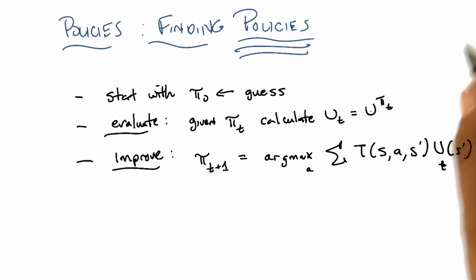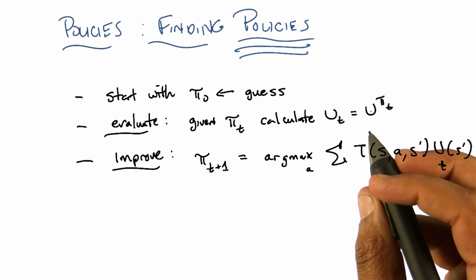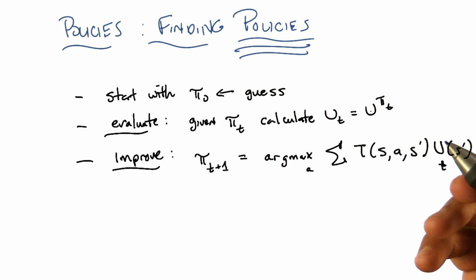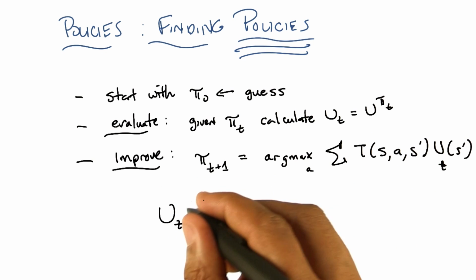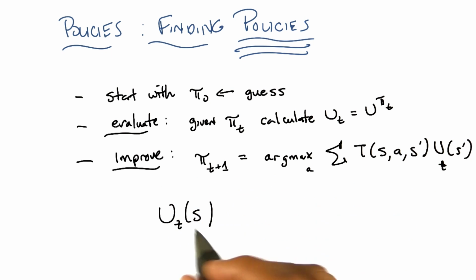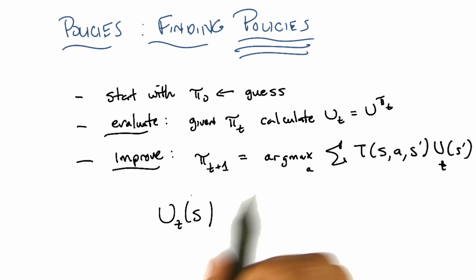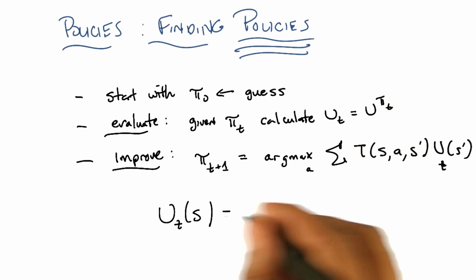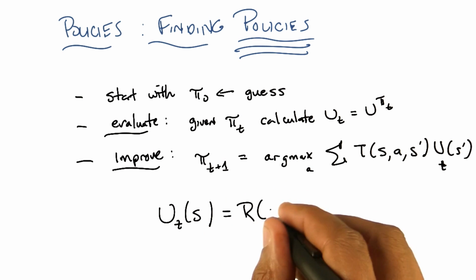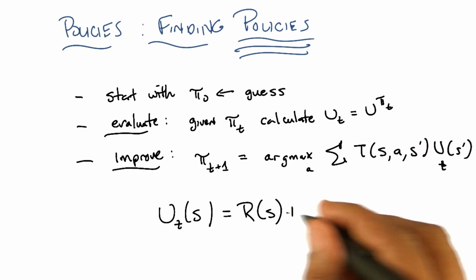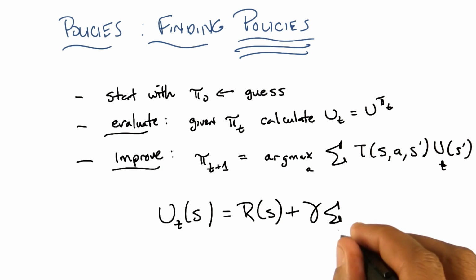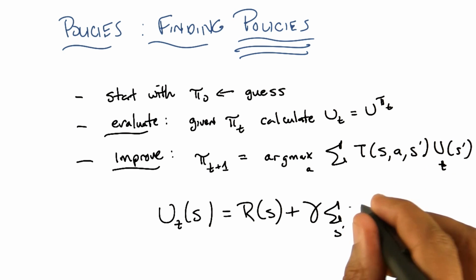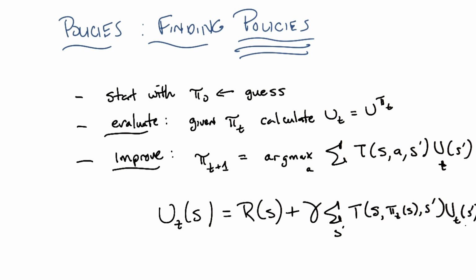Well, the good news is we know how to do that, and it's actually pretty easy, and it boils down to our favorite equation, Bellman's equation. So our utility at time t, that is the utility that we get by following the policy at time t, is just the true reward that we're going to get by entering that state plus gamma times the expected utility, which now looks like this. There, does that make sense? Do you see that?